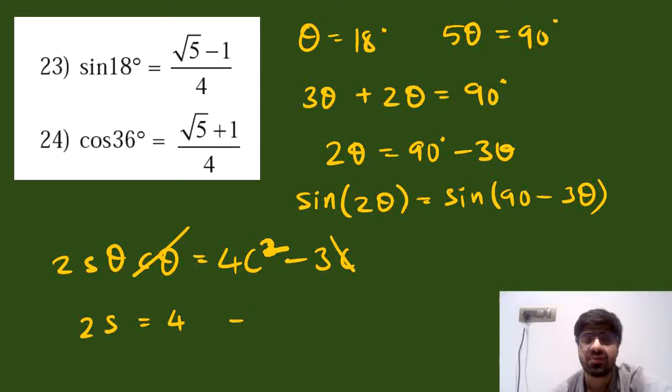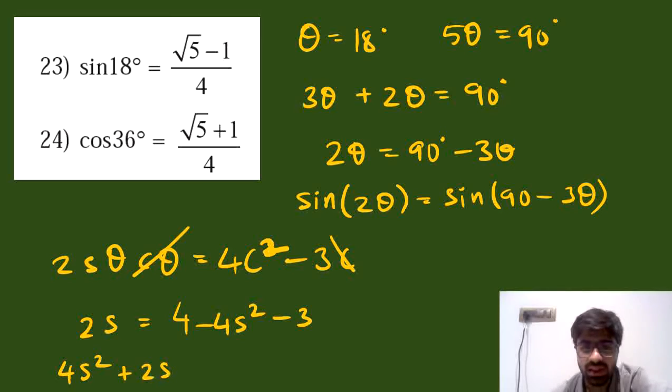And cos square theta can further be written as 1 minus sine square theta. So this becomes 4 minus 4 sine square theta. And take everything on the left. So that would be 4 sine square theta plus 2 sine theta. 4 minus 3 would be plus 1. And when that plus 1 goes on the left, it would be minus 1. So ultimately we have a quadratic in terms of sine theta. Keep in mind theta was 18 degrees.